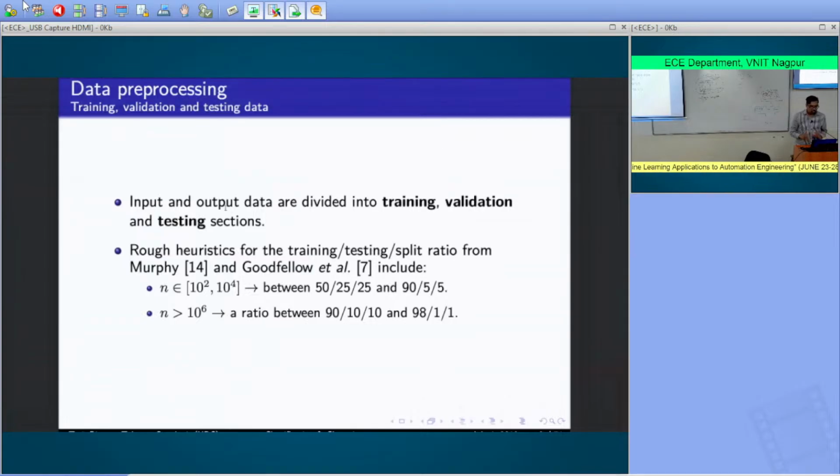Okay, so input and output data are divided into training, validation, and testing sections. There are many heuristics for how these data are split. For instance, if you have data of the order of 100 to 10,000 data points, you might want to do 50% training, 25% validation, 25% testing. But if you have really large amounts of data, then you can do away with smaller validation and testing data sets. There are some rules of thumb, but my advice to you would be, if you have a really massive data set, go with 90, 5, 5. If you don't have enough data, then do 50, 25, 25.